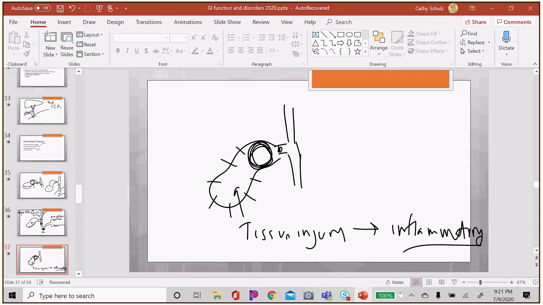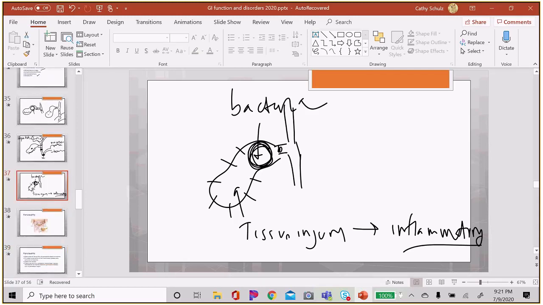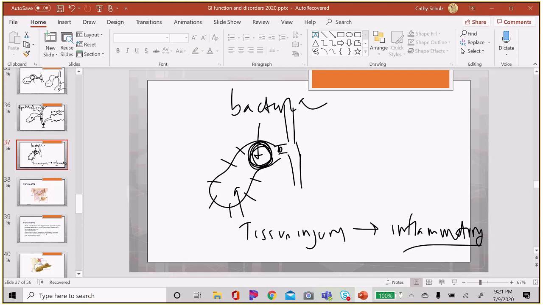And additionally, this can easily become infected because there's often bacteria inside stones. So we have to worry about that. So this is a common issue, a common primary care complaint, a common reason to present to the emergency department, a common reason to have surgery.